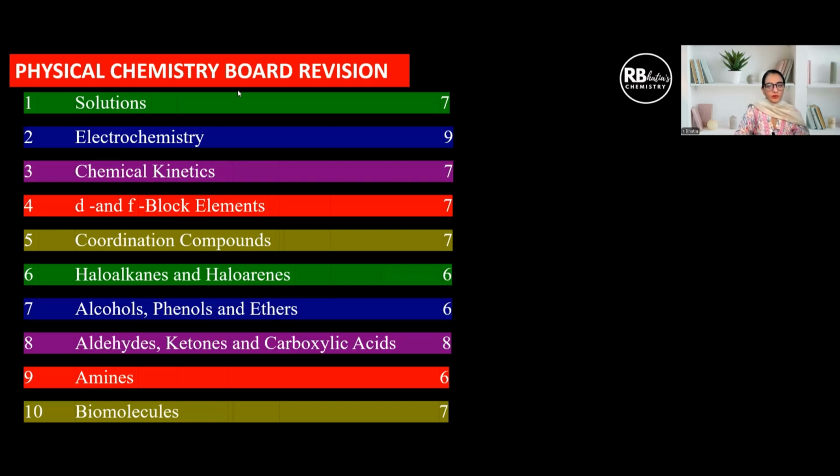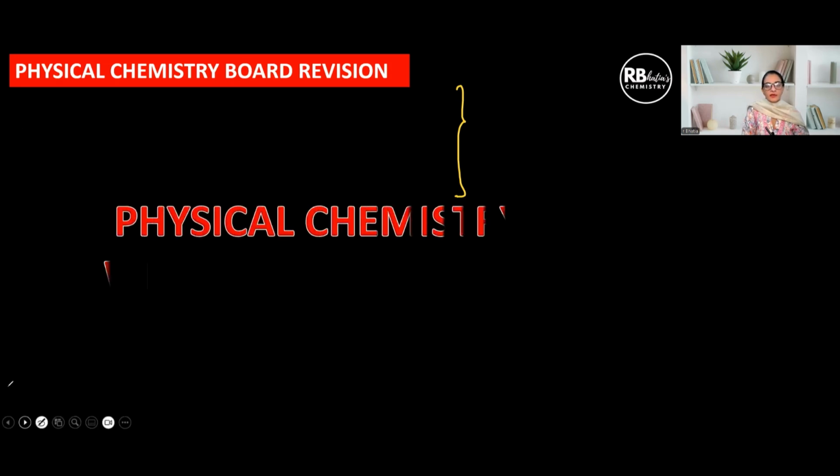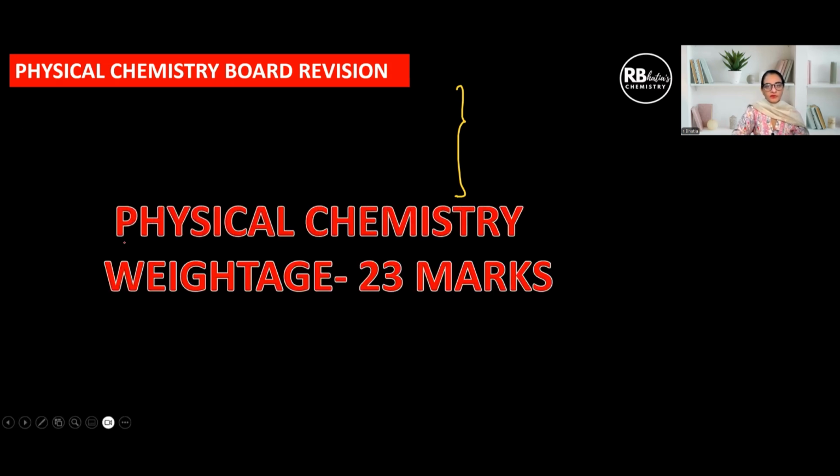As I've already told you about the chapters in the previous video, these are the three chapters I'm going to deal with very quickly: electrochemistry, solutions, and chemical kinetics. And the total weightage of these chapters is going to be 23 marks. Organic chemistry was 33 marks. This is 23 marks. So let us look into the topics of each chapter.